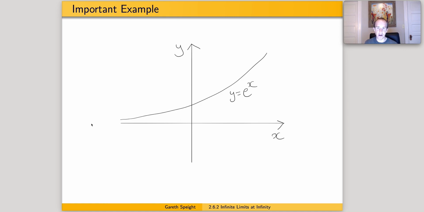And okay, just for the record, as x goes to minus infinity, e to the x goes to 0. So that's a common mistake people make. So do remember, as x goes to minus infinity, e to the x goes to 0.